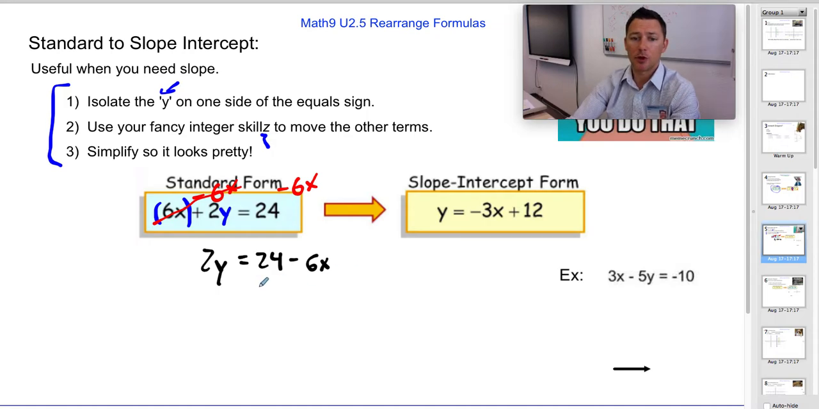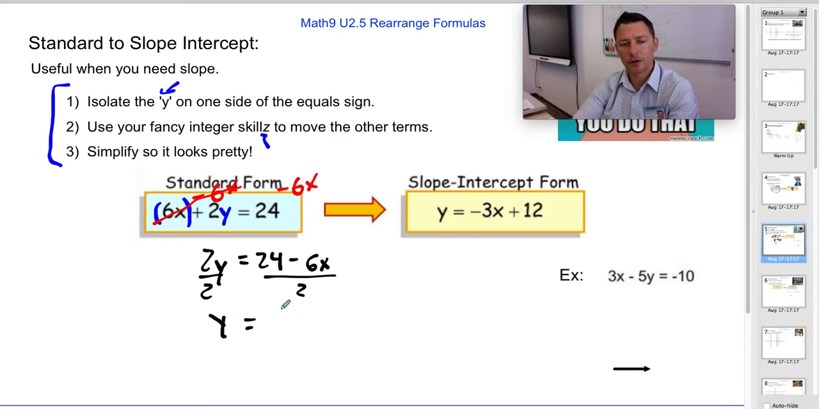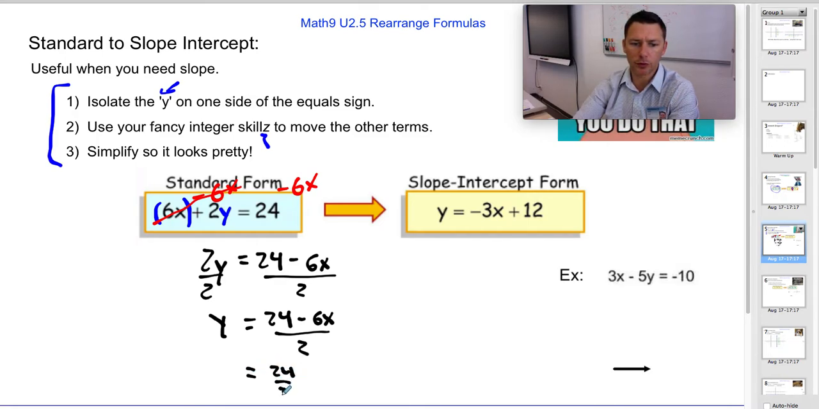Cool? You can then divide by 2 and divide by 2, and you're left with y equals 24 minus 6x over 2. Since it's one big division, you can break this into 24 over 2, this piece, minus 6x over 2.